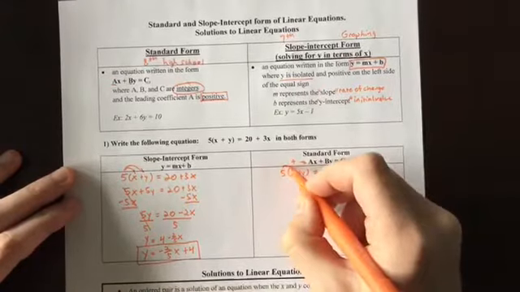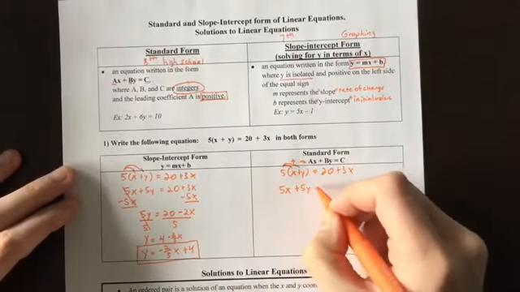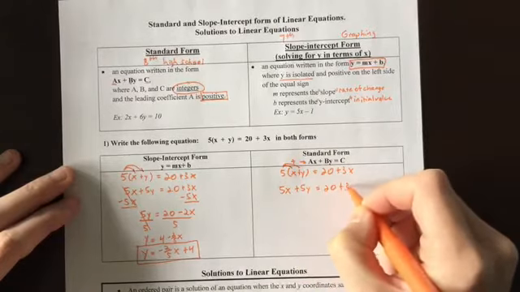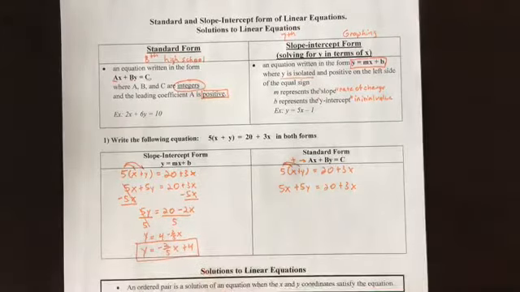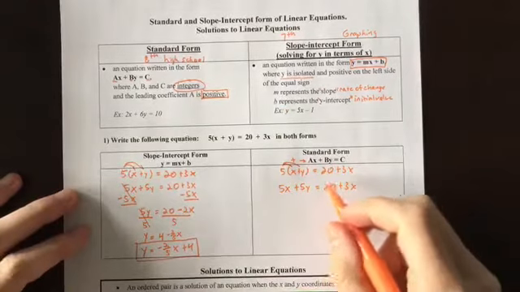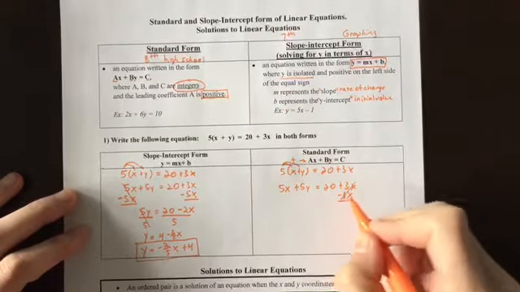Okay. We'll distribute: 5x plus 5y equals 20 plus 3x. This time my goal is not to get y by itself. I want it to be that ax plus by equals c, where that constant is isolated on the right side. So I want to get the 20 alone. So I'm going to subtract 3x from both sides.